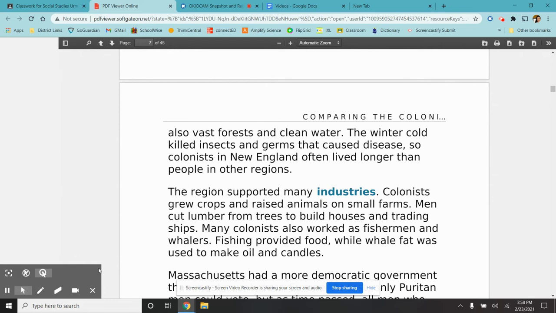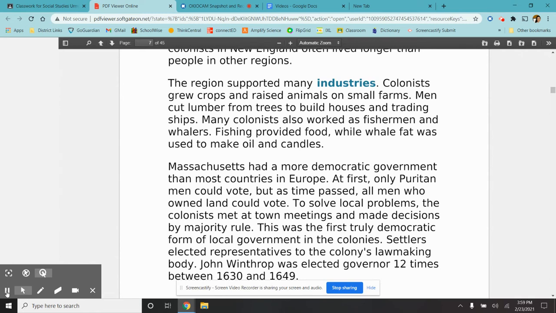So their economy, they grew crops, raised animals. They had lumber, fishing, whaling, and shipbuilding were our economy. Massachusetts had a more democratic government than most countries in Europe.